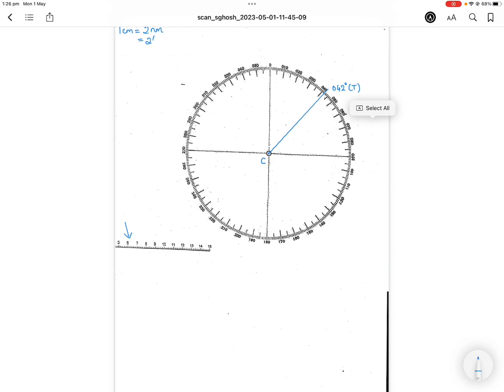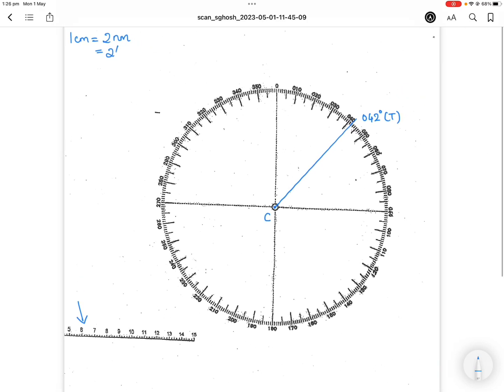So what happens is that you have to halve all the distances if 1 centimeter equals 2 nautical miles. All right, so what we'll do is plot our first target. Our first target will be at 351 degrees true, going towards 351.